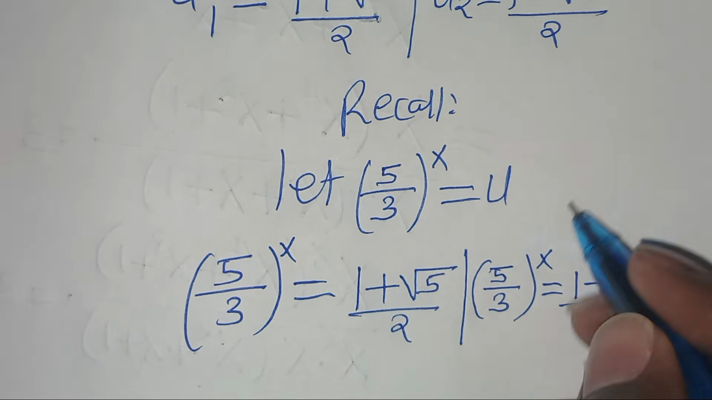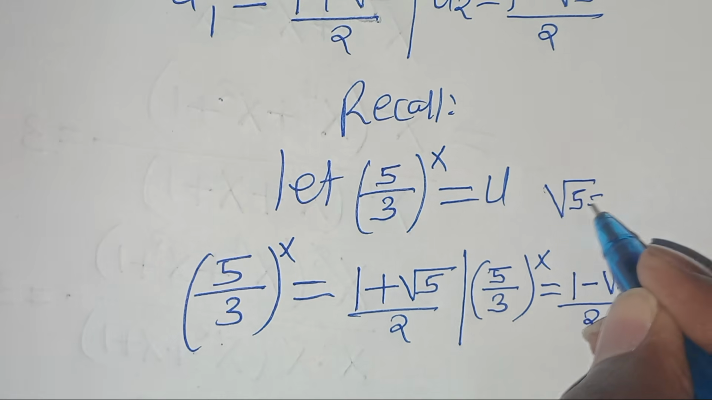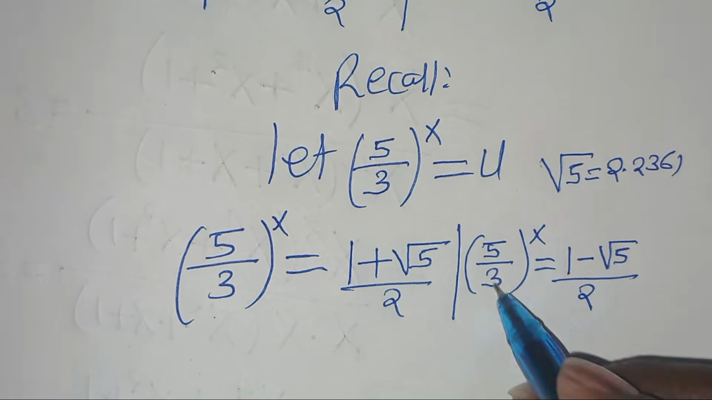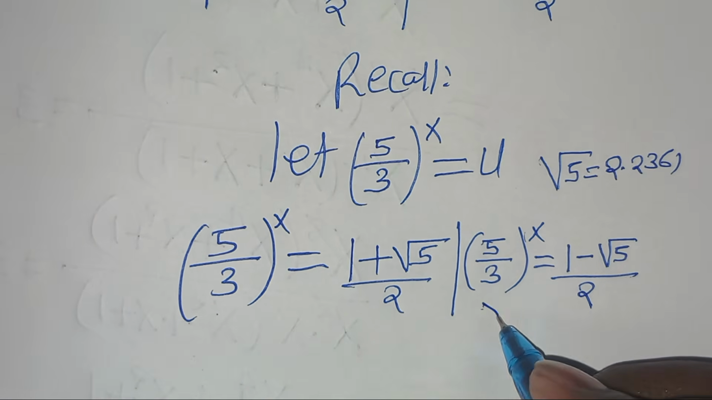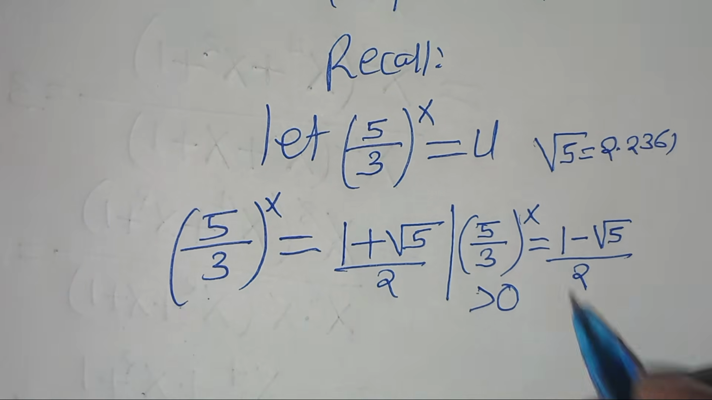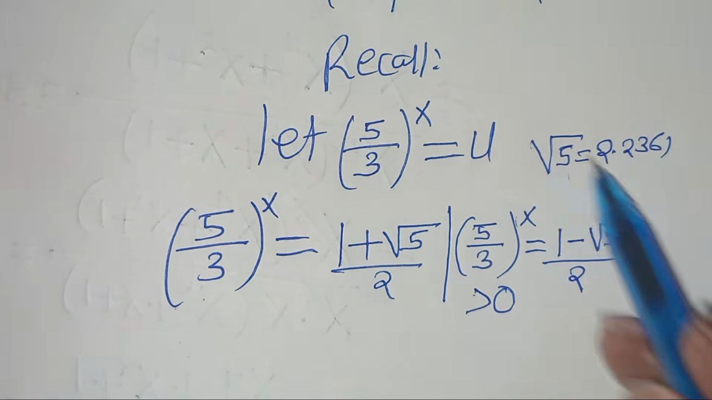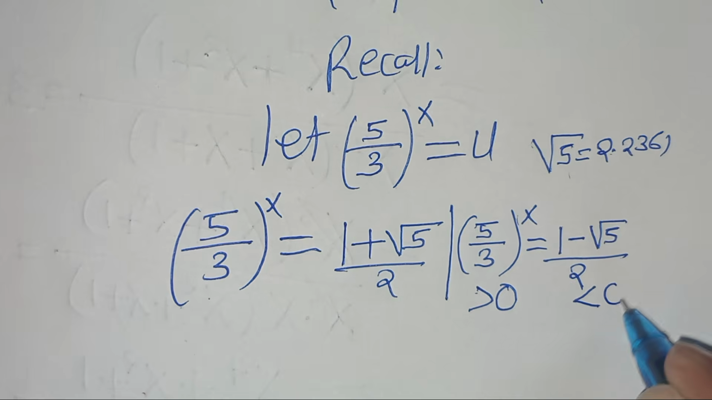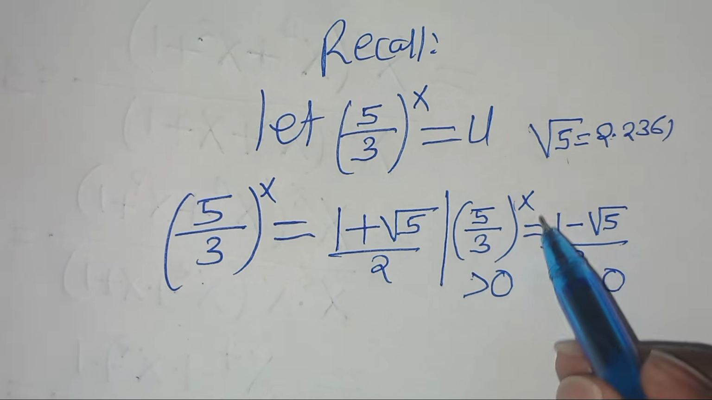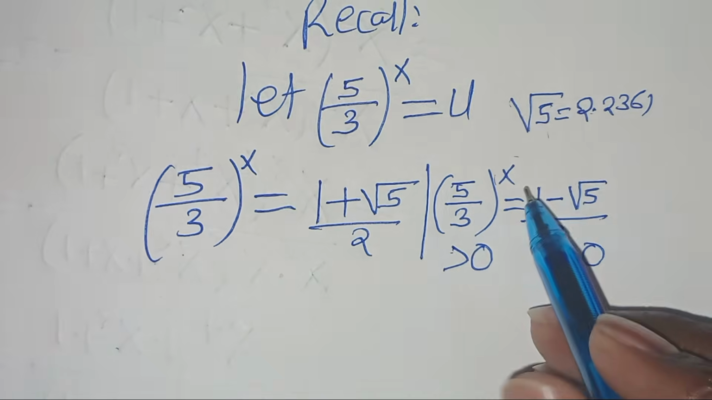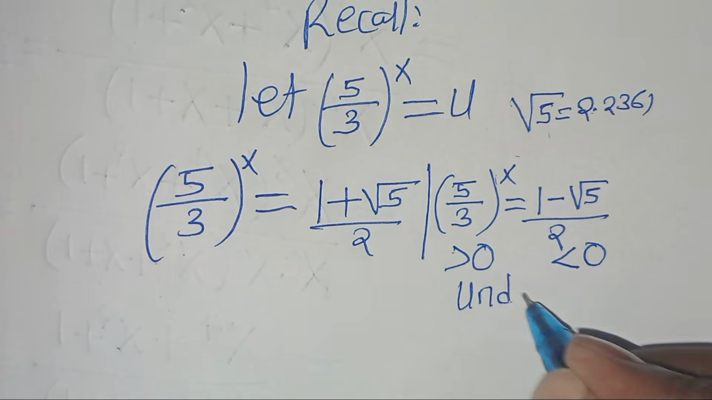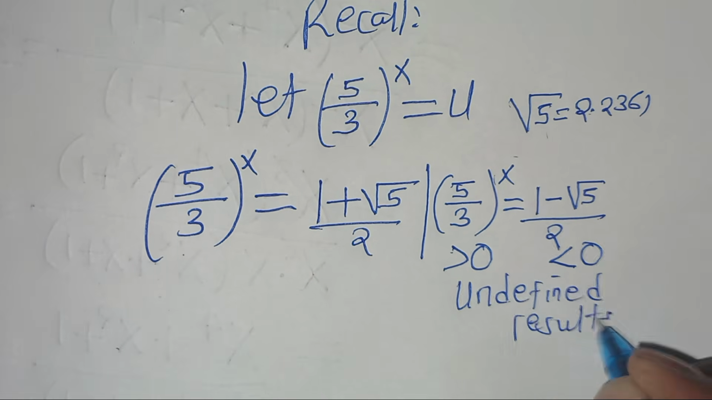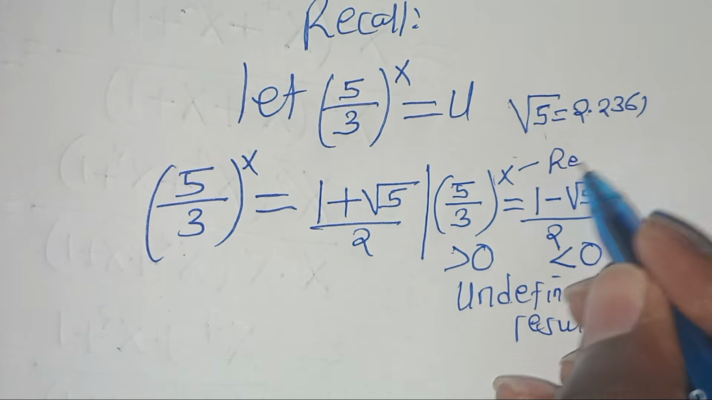Now, we have that √5 is the same thing as 2.2361. So (5/3)^x is greater than 0. But here we have 1 minus √5. √5 is 2.2361, so this means this is less than 0. So in this case, we cannot solve for the value of x. In other words, we'll have an undefined result. So this means that case 2 here is rejected.